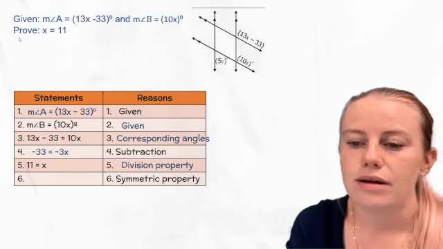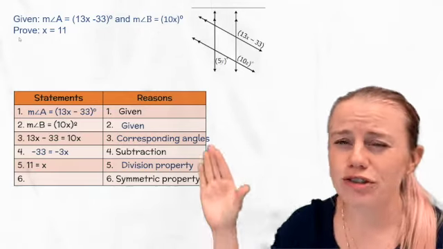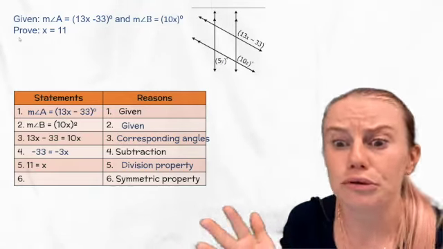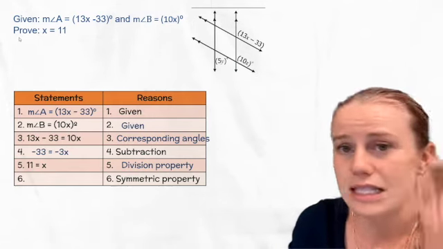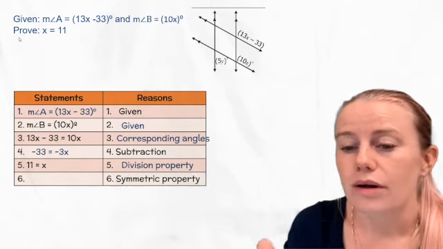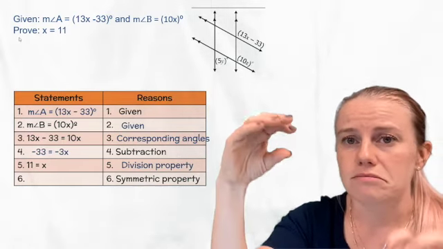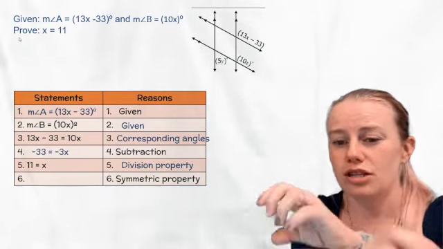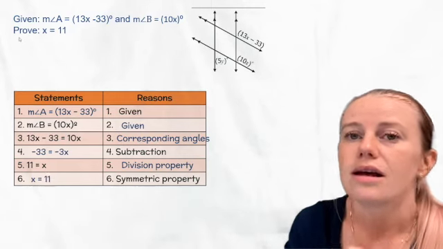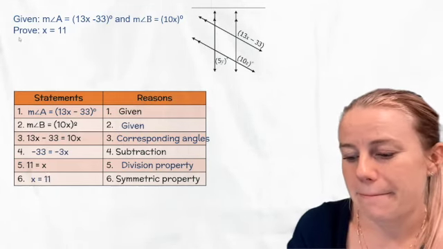That final step is always going to be what you have to prove. Do not ever try to write "prove" for the reason. That's not the reason, okay? So what are we trying to prove? That x equals 11. Step 5 said 11 equals x. So I'm just changing which side of the equal sign they're on, and that's our symmetric property.